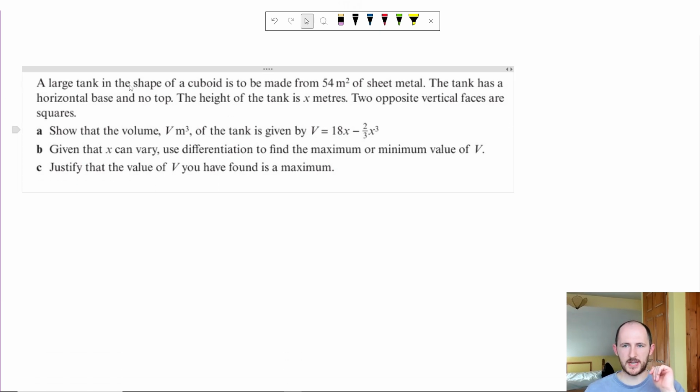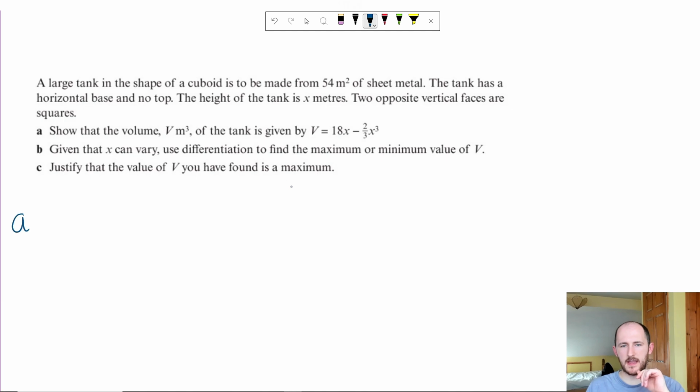So, a large tank in the shape of a cuboid is to be made from a 54 meter square of sheet metal. The tank has a horizontal base and no top. The height of the tank is x, and two opposite faces are squares. So the volume of the tank is given by this expression. Cool. Now this might seem a bit strange.